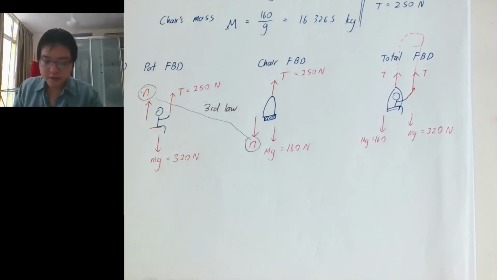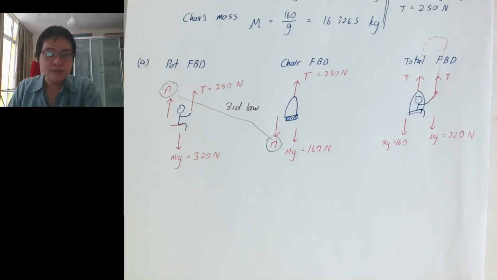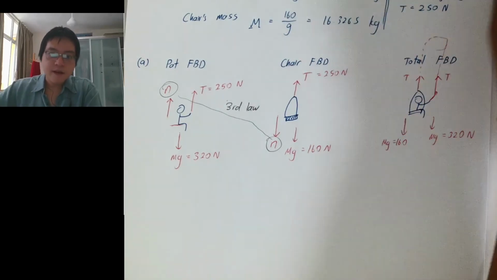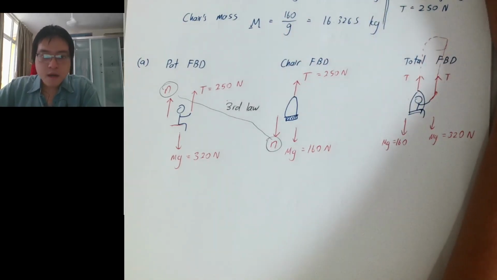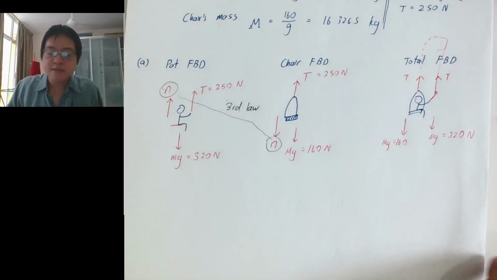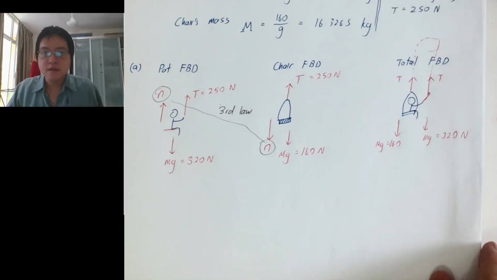So this is the free body diagram of the total system. Understand so far? I want to show that the system is accelerating upwards. Okay, so how can we prove that the system is accelerating upwards?